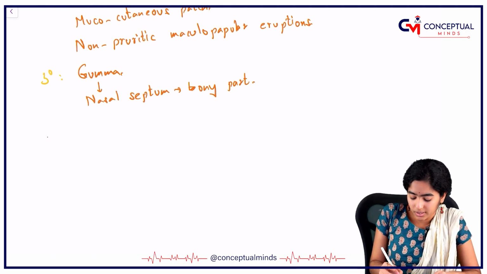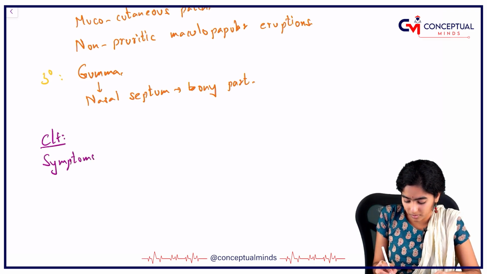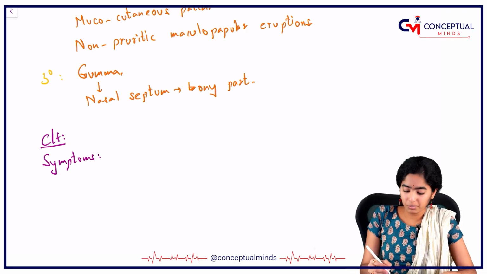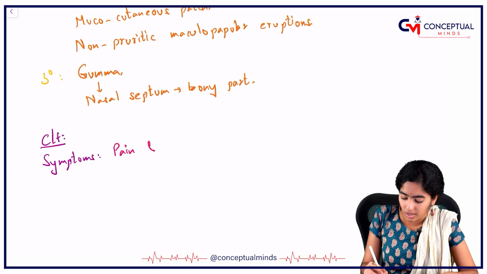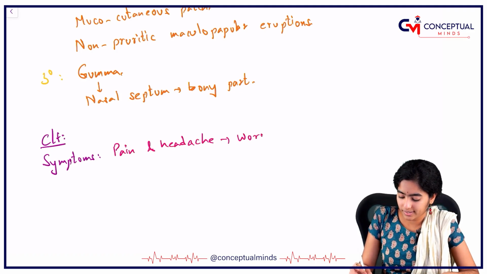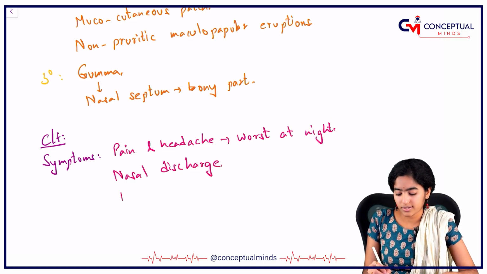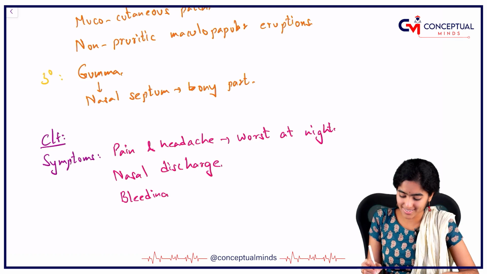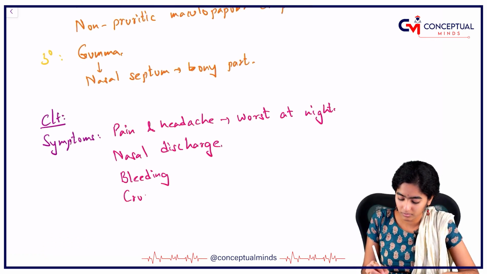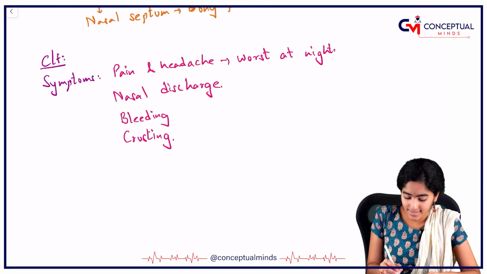Now let us look into the clinical features, the symptoms and signs. So the patient presents with pain in the nose and headache. Now this headache is worst at night. It aggravates in the night time. Plus there is nasal discharge, offensive nasal discharge. And also there is bleeding and crusting. These are the symptoms.